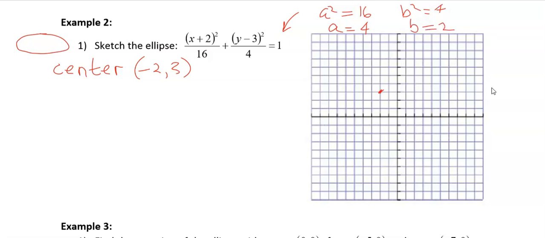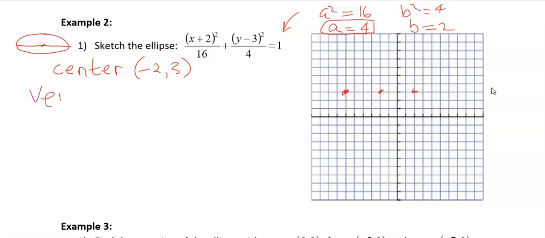Now remember, if my ellipse is elongated horizontally, there's my center. I go A units to the left and right to get my vertices. Well, there's my A. Look at that. My A is 4. So I just need to, from the center, count 4 blocks to the right. Let me say 1, 2, 3, 4. So there's one of my vertices. And then go 4 blocks to the left. 1, 2, 3, 4. And there's the other of my two vertices, right? 4 to the left and 4 to the right.